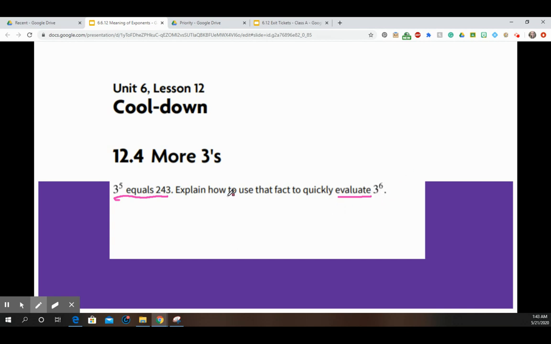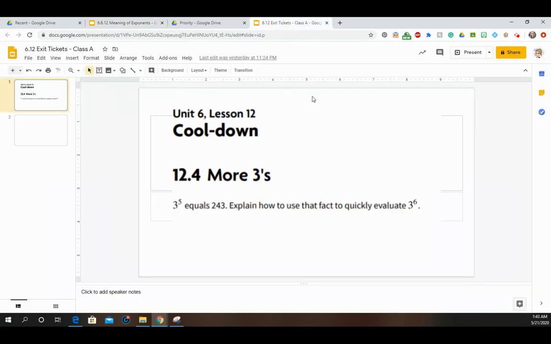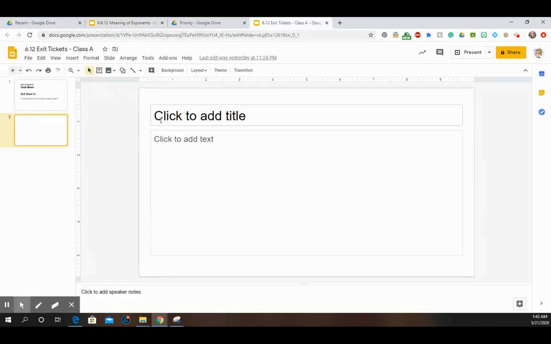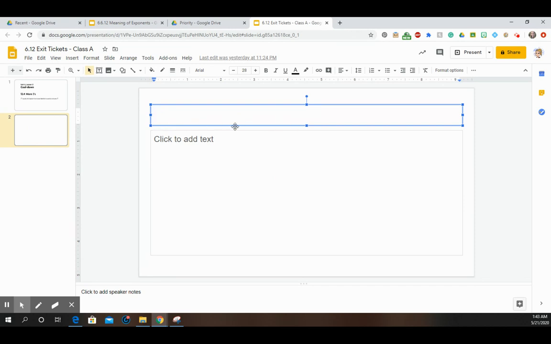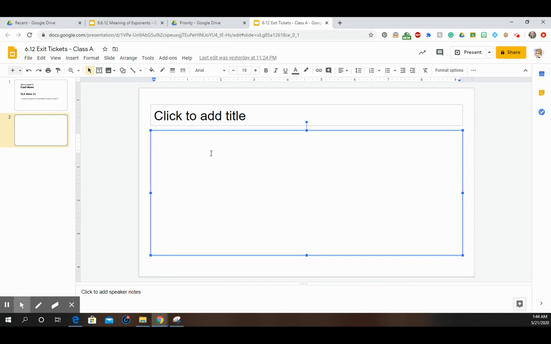So once you've solved this, you're going to come over to your exit ticket, press that plus sign to get a new slide. On the title, you can write your name. Make sure you write your name. I got a couple exit tickets last time with no name. Then to take a picture of your work, you go to the image and then click camera, okay? If you want to type your answer, that's fine too. Just make sure you give me that full solution.